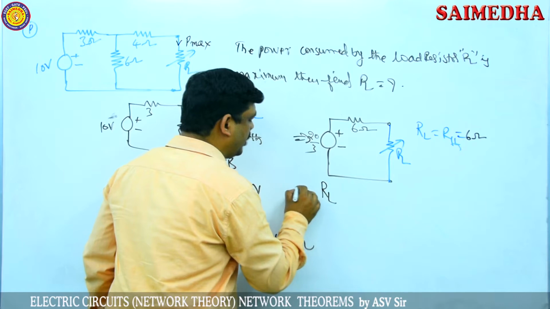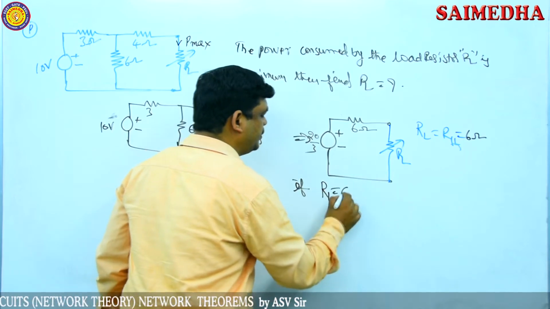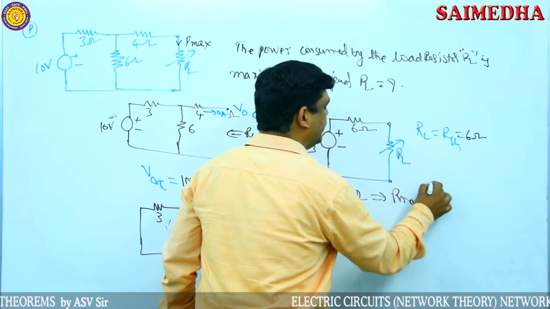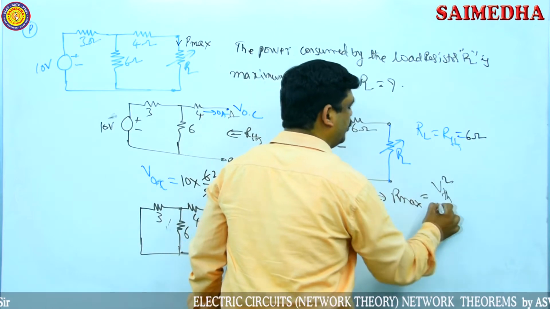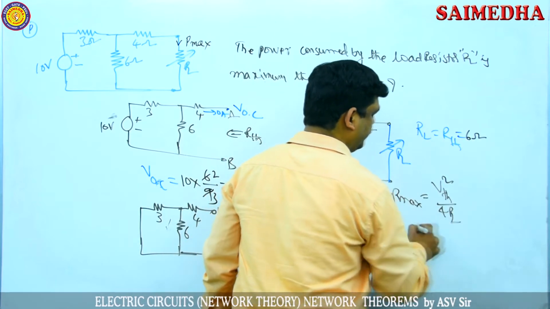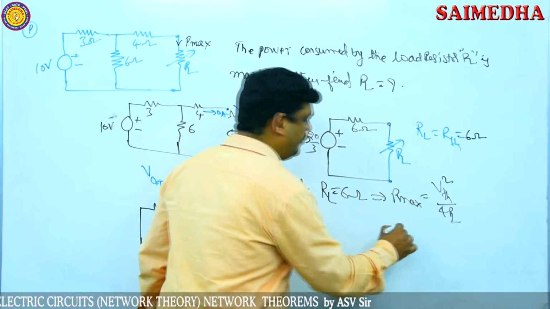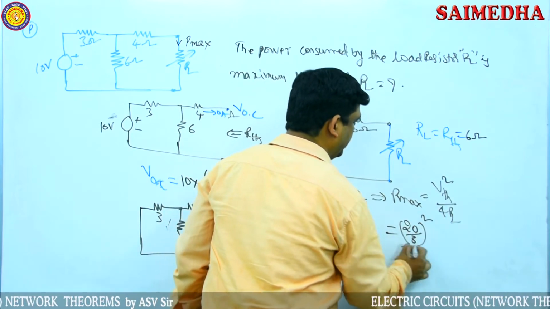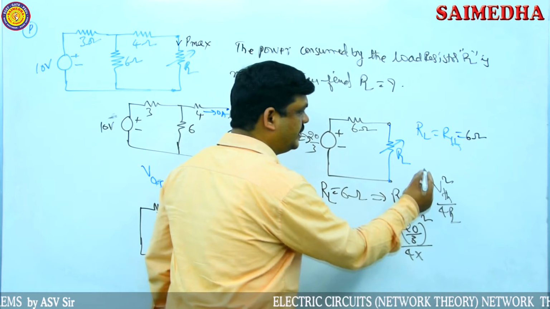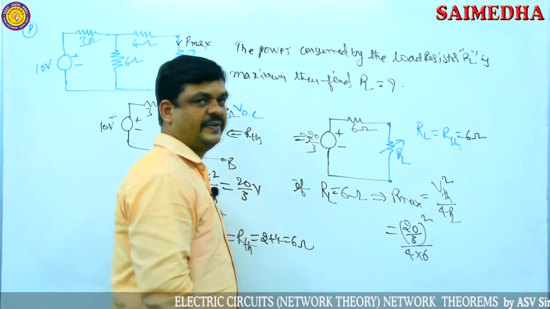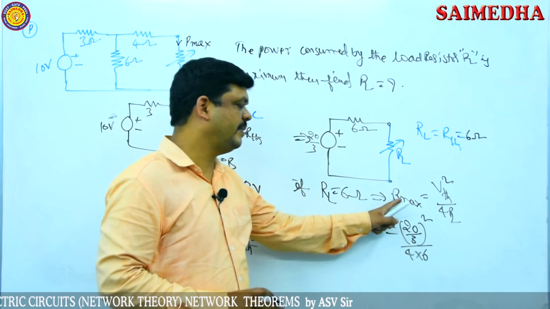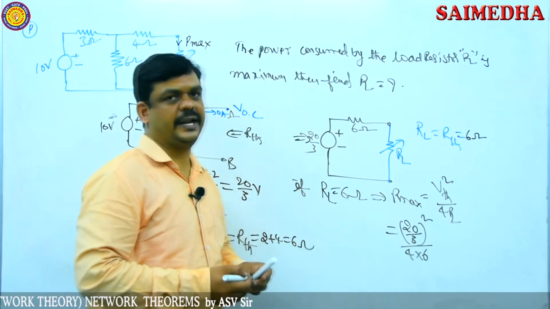If the load resistor value is 6 ohms, then the maximum power equation is V Thevenin square by 4 RL. V Thevenin square is 20 by 3 whole square, by 4 into RL, where RL is 6, the load resistance value. Just simplify this, then you will get the answer. That is the maximum power and the load resistor RL value.